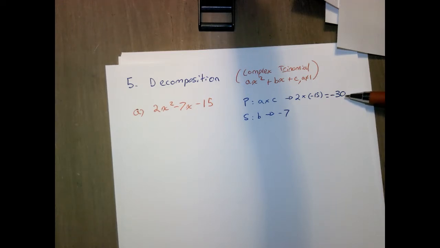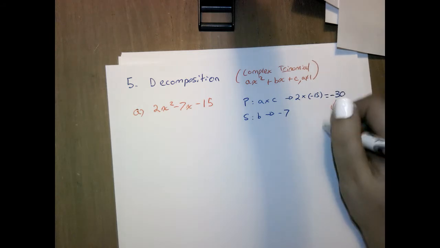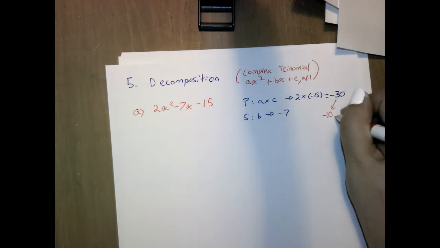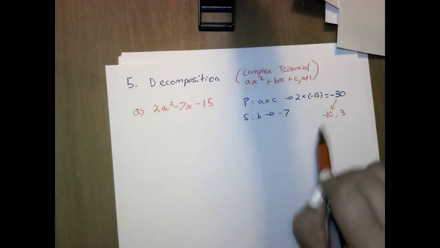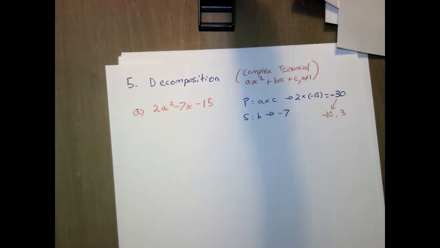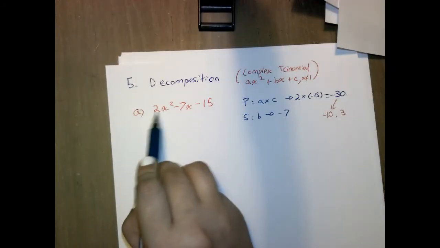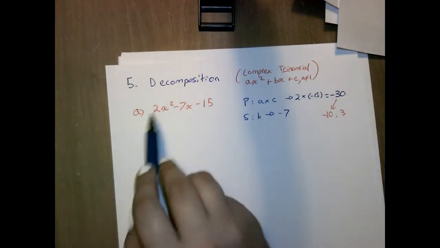Negative 30 times 1, for example, is a possible combination, but that doesn't add up to negative 7. So if we look at all of the different factors that multiply to negative 30, we can find that the combination of negative 10 and positive 3 will multiply to negative 30 and add to negative 7. However, we can't just jump to our end factored form because we have this a term that is not equal to 1 in this case, right?